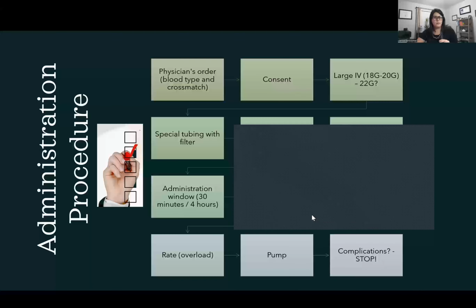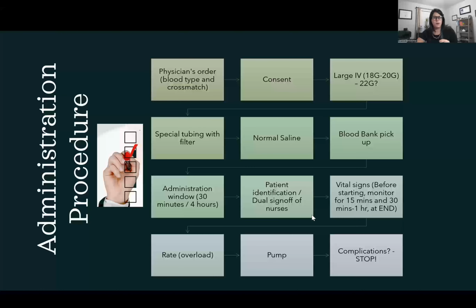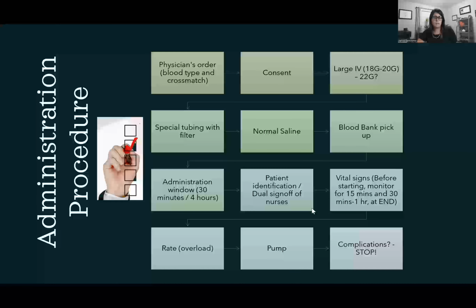without a pump, okay? And then if you have a complication, then you stop it immediately. We're going to talk about the complications so that way you can see what happens.